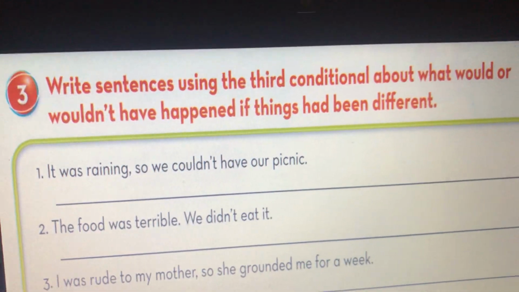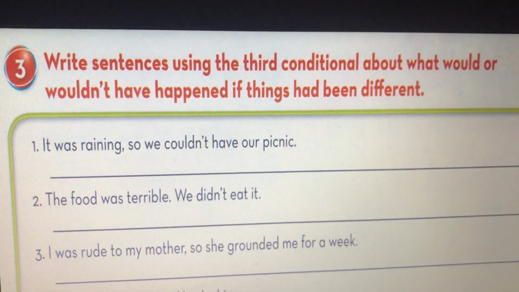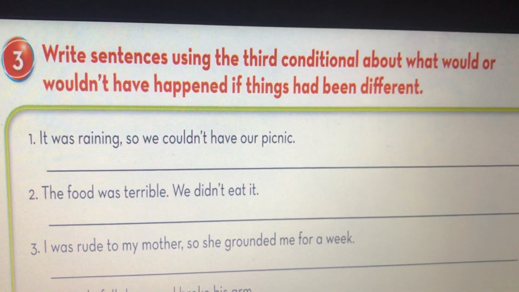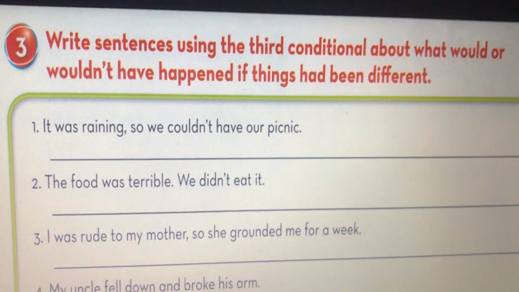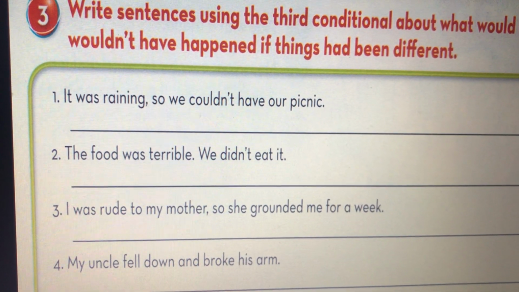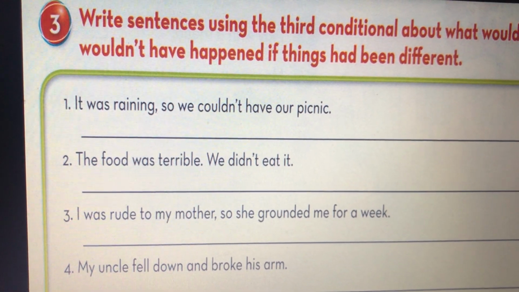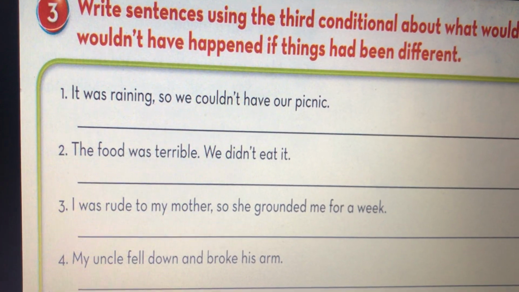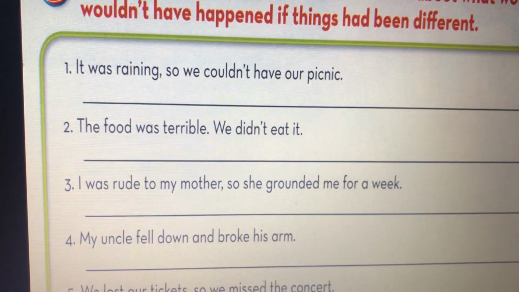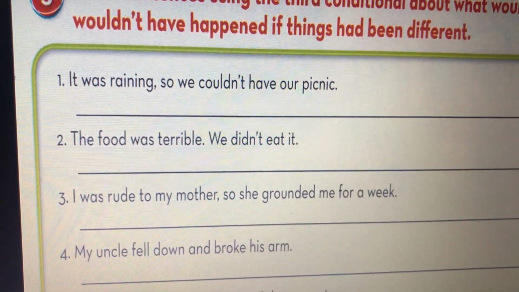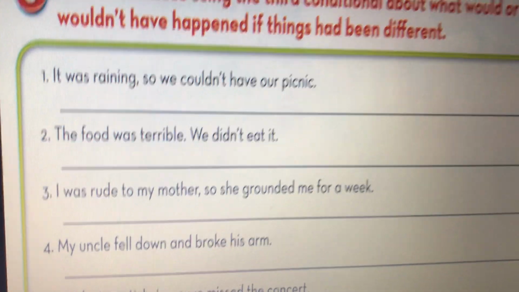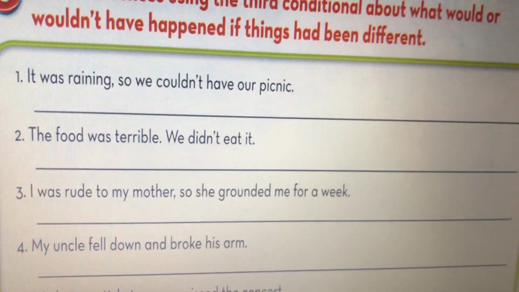Here. Write sentences using the third conditional about what would or wouldn't have happened if things had been different. So we give you the prompt. احنا معطيكم هنا الفكرة. You have the idea. Use this idea in meaningful sentences based on if clauses type 3. سنأخذ الفكرة ونصيغها على شكل جمل شرطية من النوع الثالث. Look at this. Number 1. It was raining, so we couldn't have our picnic. How could we express this?